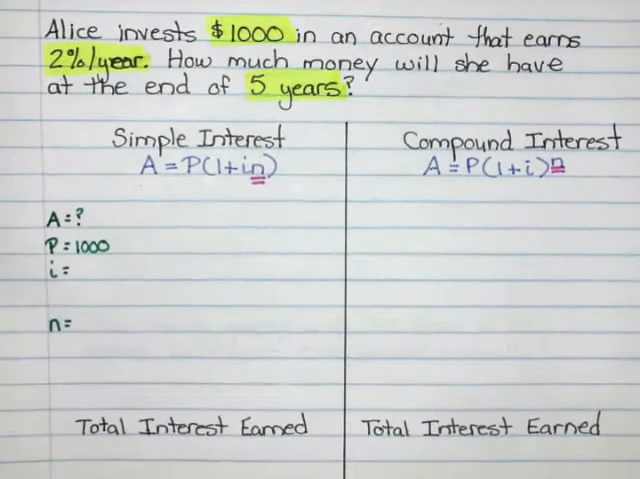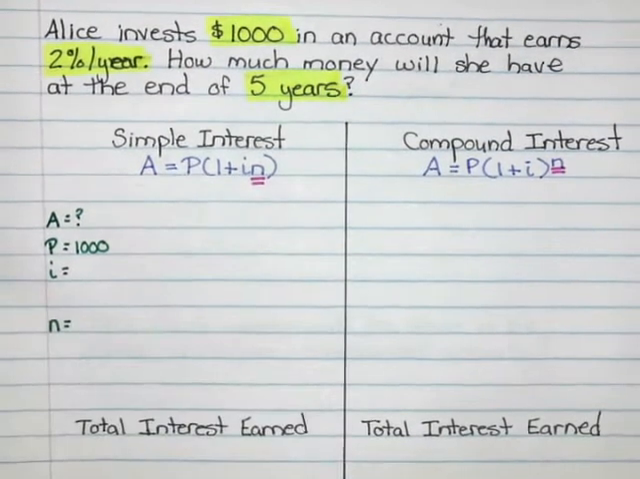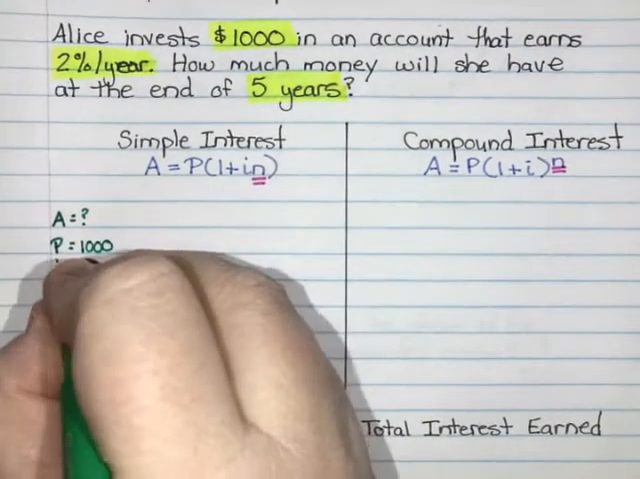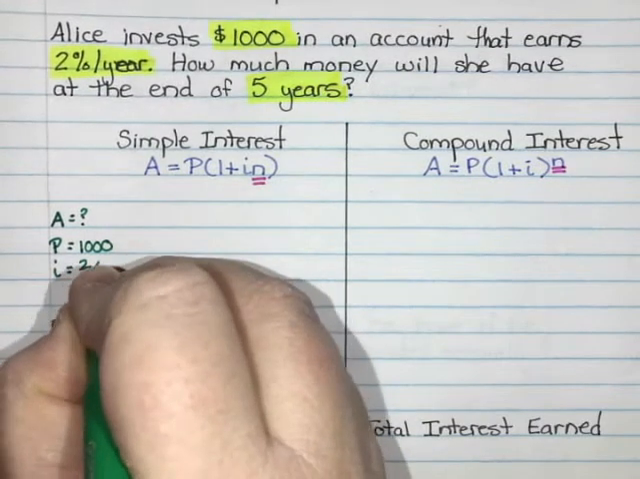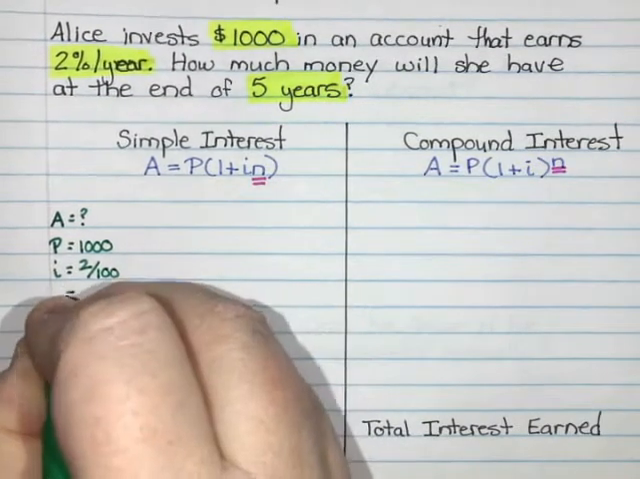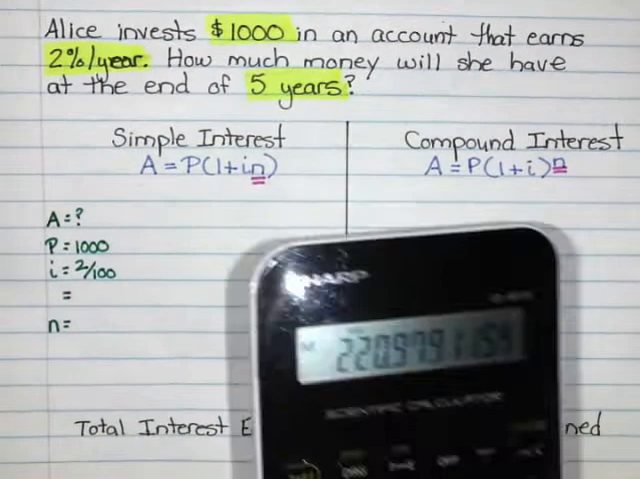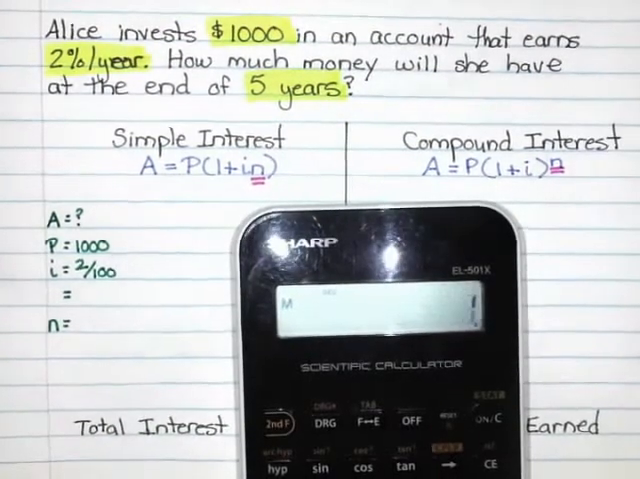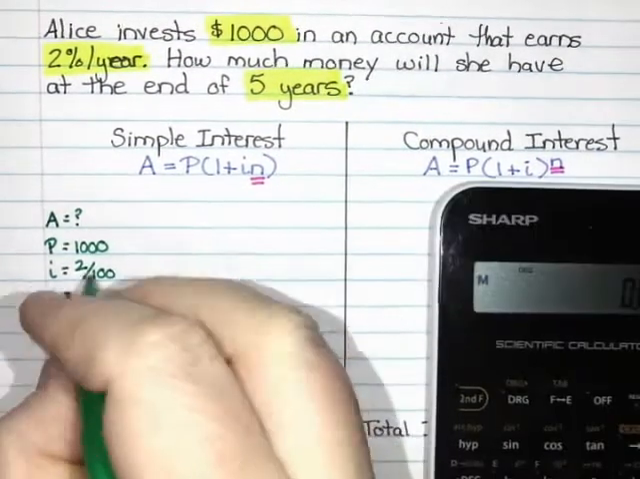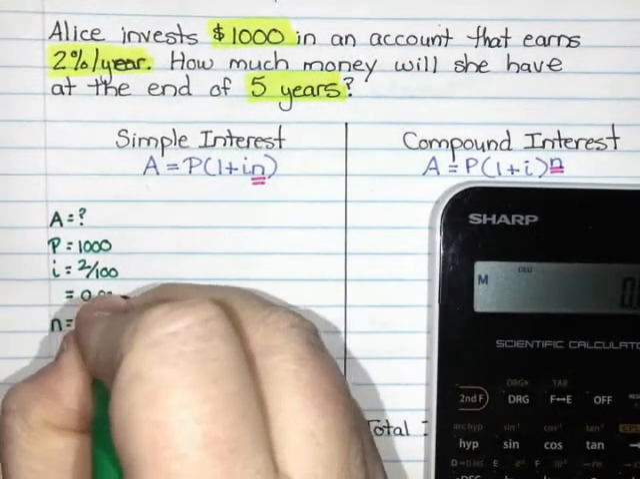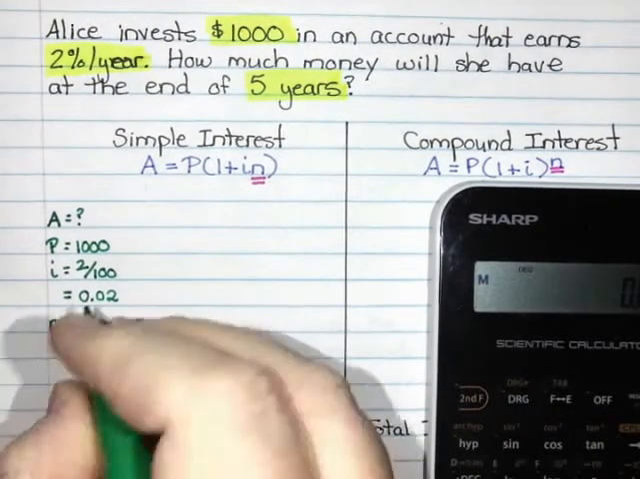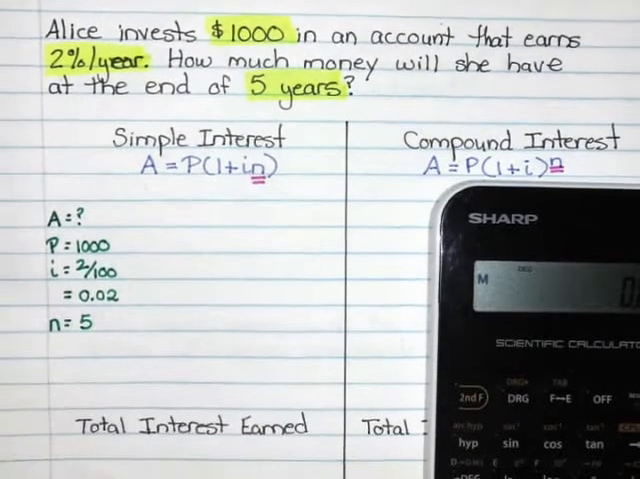My interest rate is 2%. You cannot put a percent in. You have to convert it. So we're going to do 2 divided by 100. Percent means per 100. So 2 divided by 100 is 0.02. And then N is our number of years, which is 5.